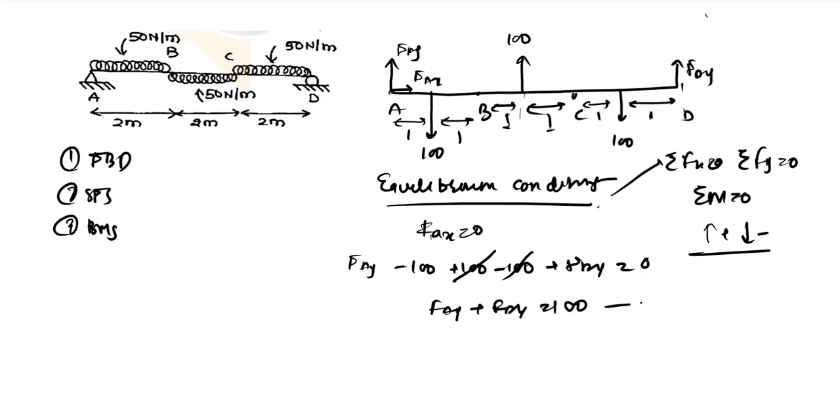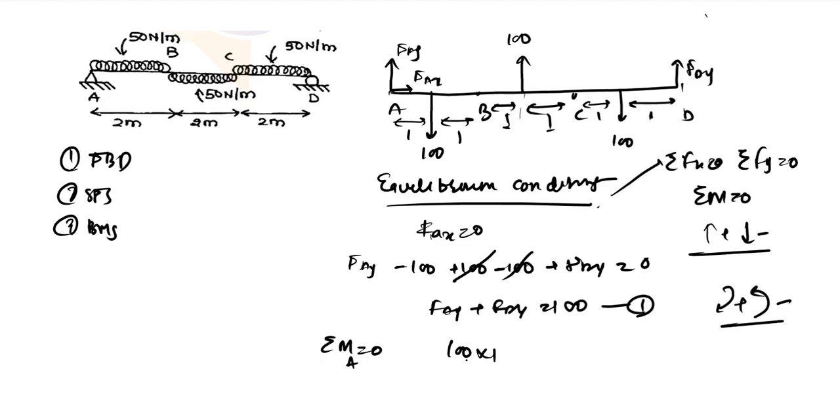Let us call it equation number 1. In equation number 1, there are two variables, Fay and Fdy. And you cannot solve this unless you have a second equation, because there are two variables and one equation. Solving it will require another equation, which will come from summation of moments at any point is 0. So let us say we are calculating moment at point A. We have 100 into 1 as a clockwise moment. Clockwise you will take as positive and anti-clockwise as negative. Again you can change this, it won't affect your solution.